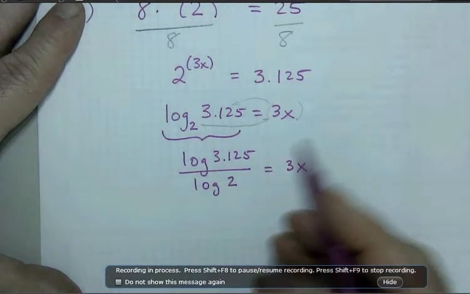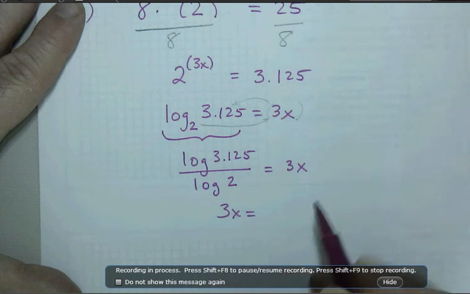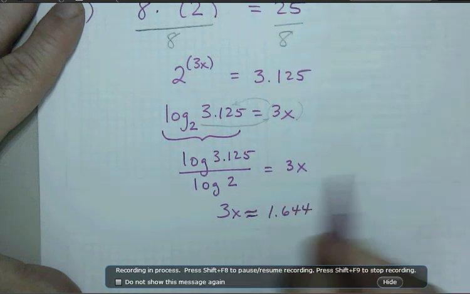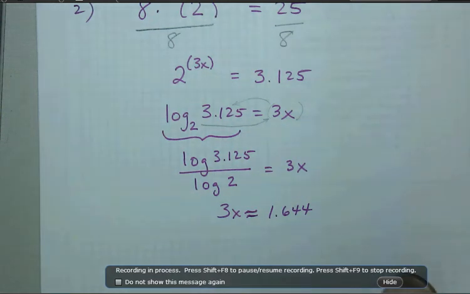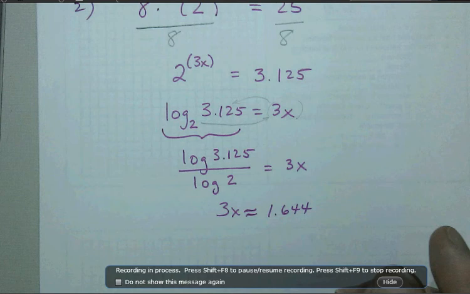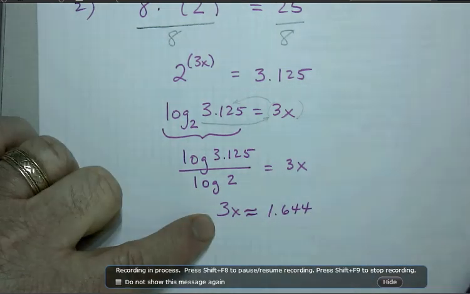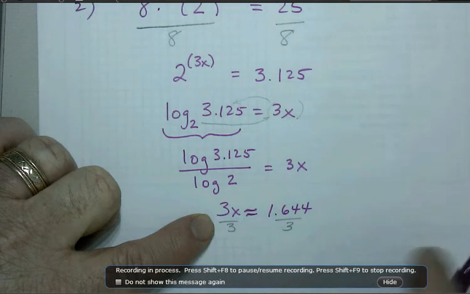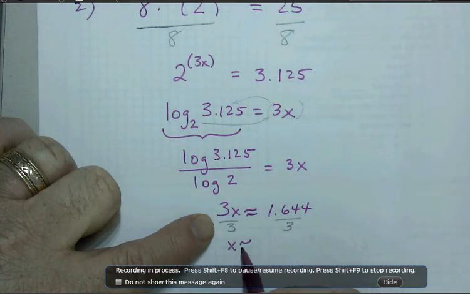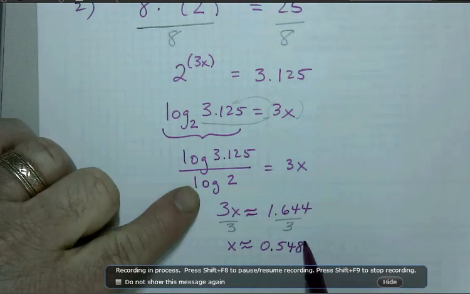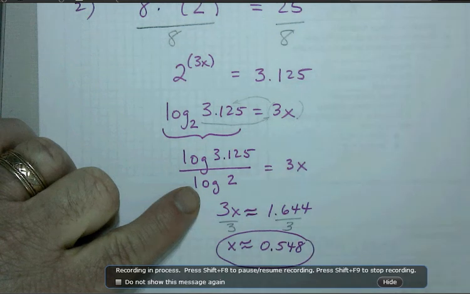When I get that in my calculator, I get 1.644. So that's not bad, but that's not x. I still need to finish solving. So if 3x is this, I need to divide both sides by 3 to find out what x is. And I find out that x is about 0.548. There's my answer.